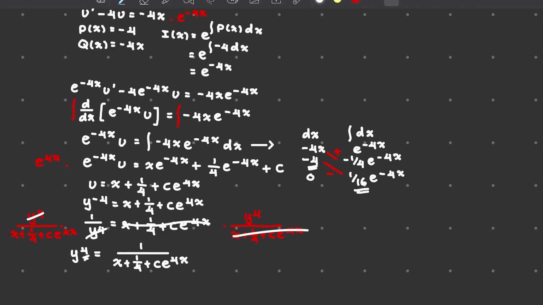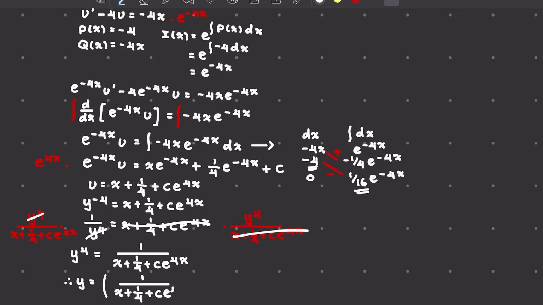And to get rid of the power of 4 here, we have to raise everything to the power of 1 over 4. And so our final answer here will be y equals bracket 1 over x plus 1 over 4 plus c e to the 4x, bracket again, everything to the power of 1 over 4. And this is our general solution to this Bernoulli differential equation for example number 2.